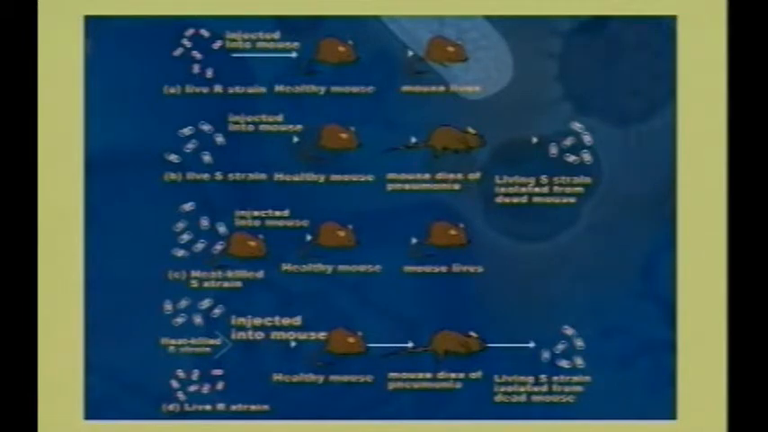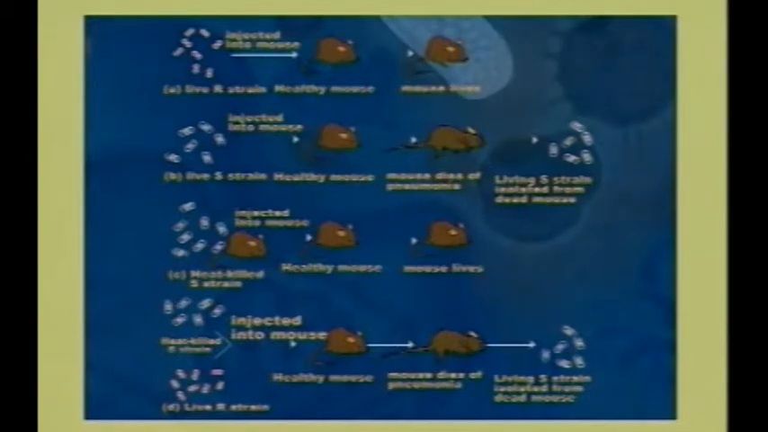Cells of the smooth strain, designated as S, were surrounded by a polysaccharide coat or capsule which was missing in the rough cells, designated as R. When Griffith injected the bacteria into mice, he observed that only the S strain was pathogenic and not the R strain. Mice injected with S cells died of pneumonia and those with R cells survived. However, when S cells were heat killed, they were found harmless like R cells to the mice.